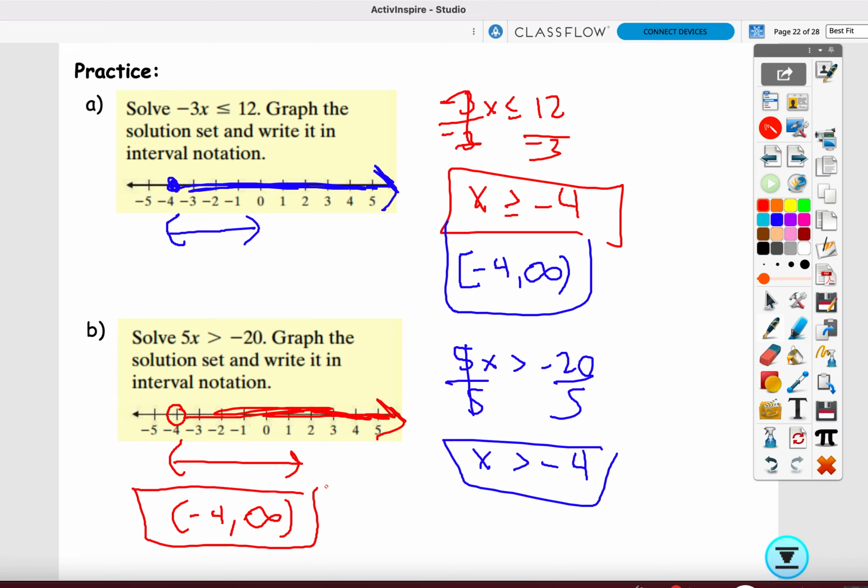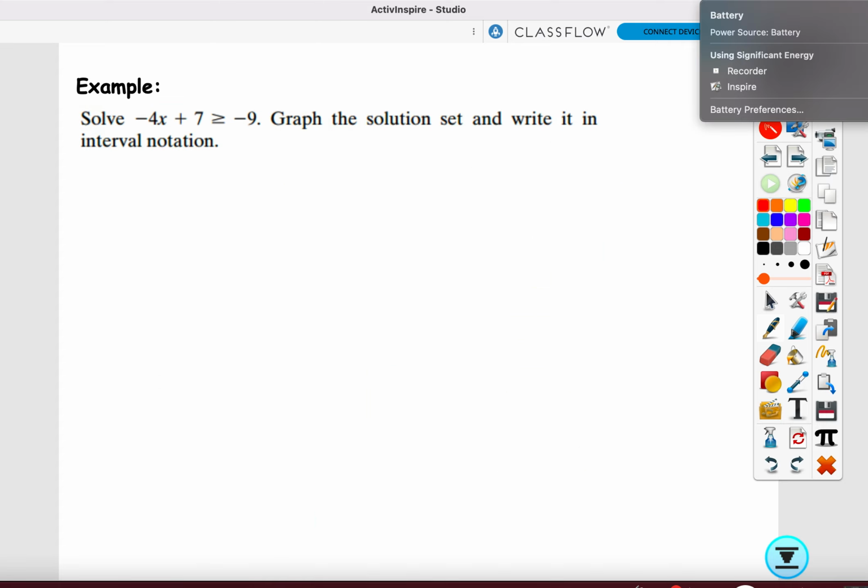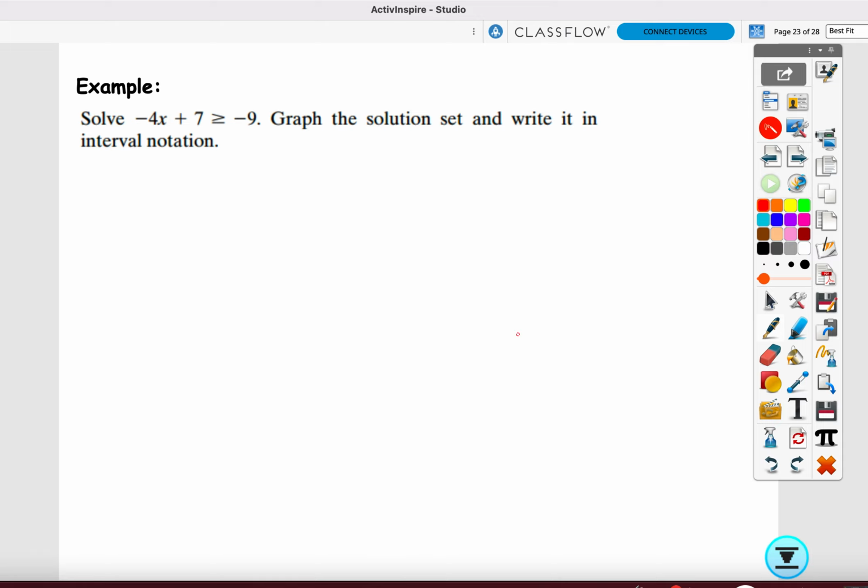And those are how you write interval notation, guys. Hopefully, you're starting to make sense of when to use positive infinity or negative infinity, brackets or parentheses, guys. Because it's just going to get a little harder, the algebra. But keep with me. You guys are doing great. So we're here at negative 4x plus 7 is greater than or equal to negative 9.